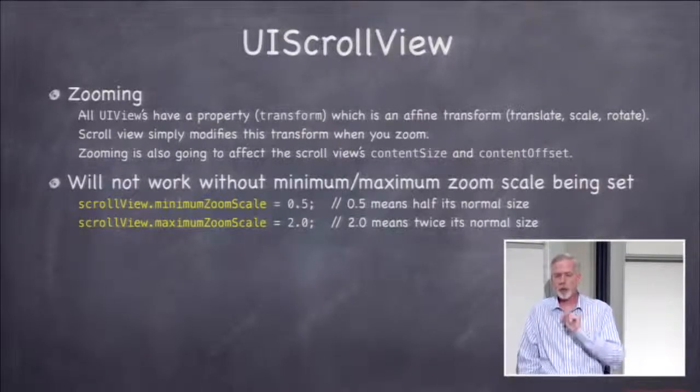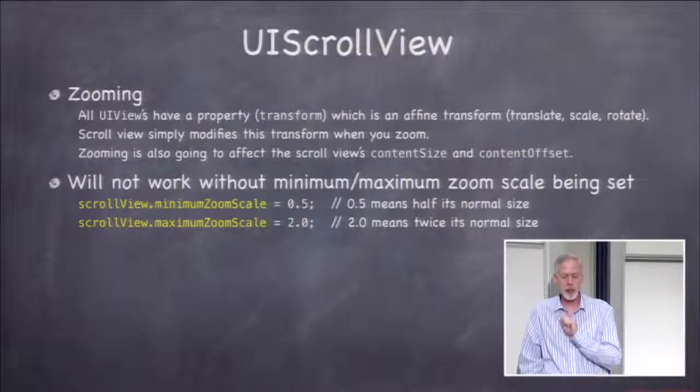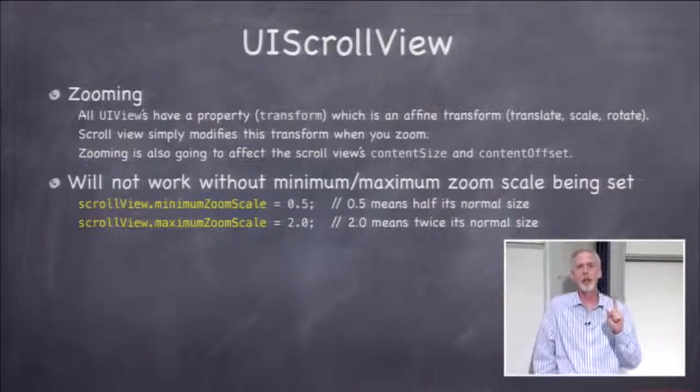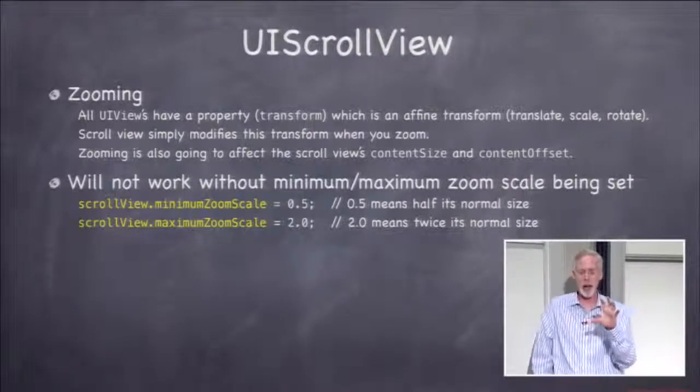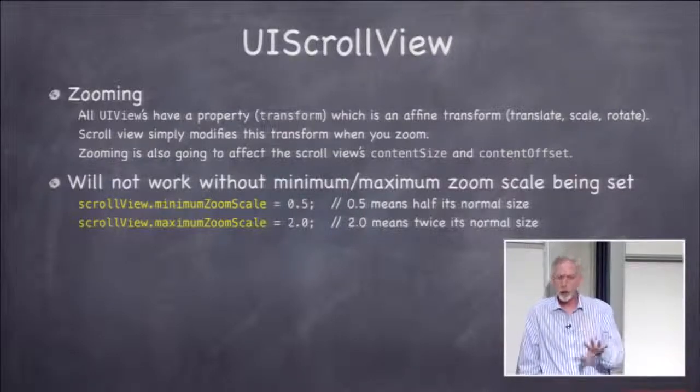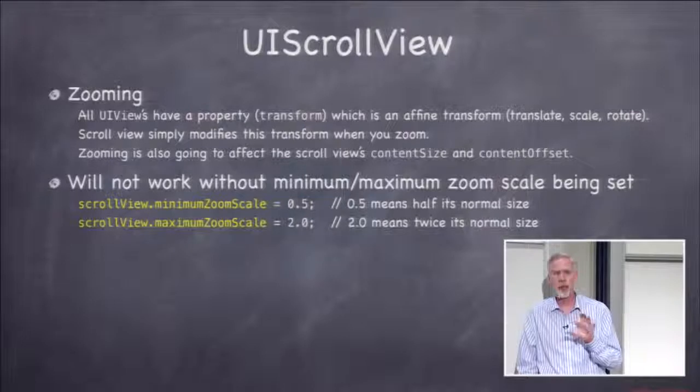Zooming requires two very important things to be set. The first thing is the minimum and maximum zoom scale. By default, these are 1, meaning you can't zoom in or out. It's just going to show you a zoom scale of 1. In other words, the thing the user sees is 1 times the size of the thing as it really is, its actual size, right? So if you want them to be able to zoom in or zoom out, you have to set the minimum or maximum zoom scale. Otherwise it will not zoom.